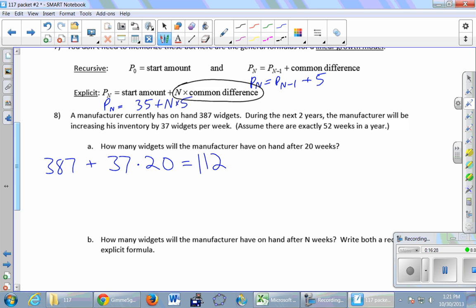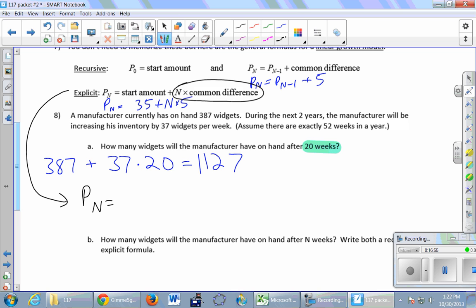What's the number? I got 1127. Okay, does that seem reasonable? Yeah. Okay, so we don't need the fancy formulas, but I just want to show you we could think about the fancy formulas. I'll use the explicit version here.